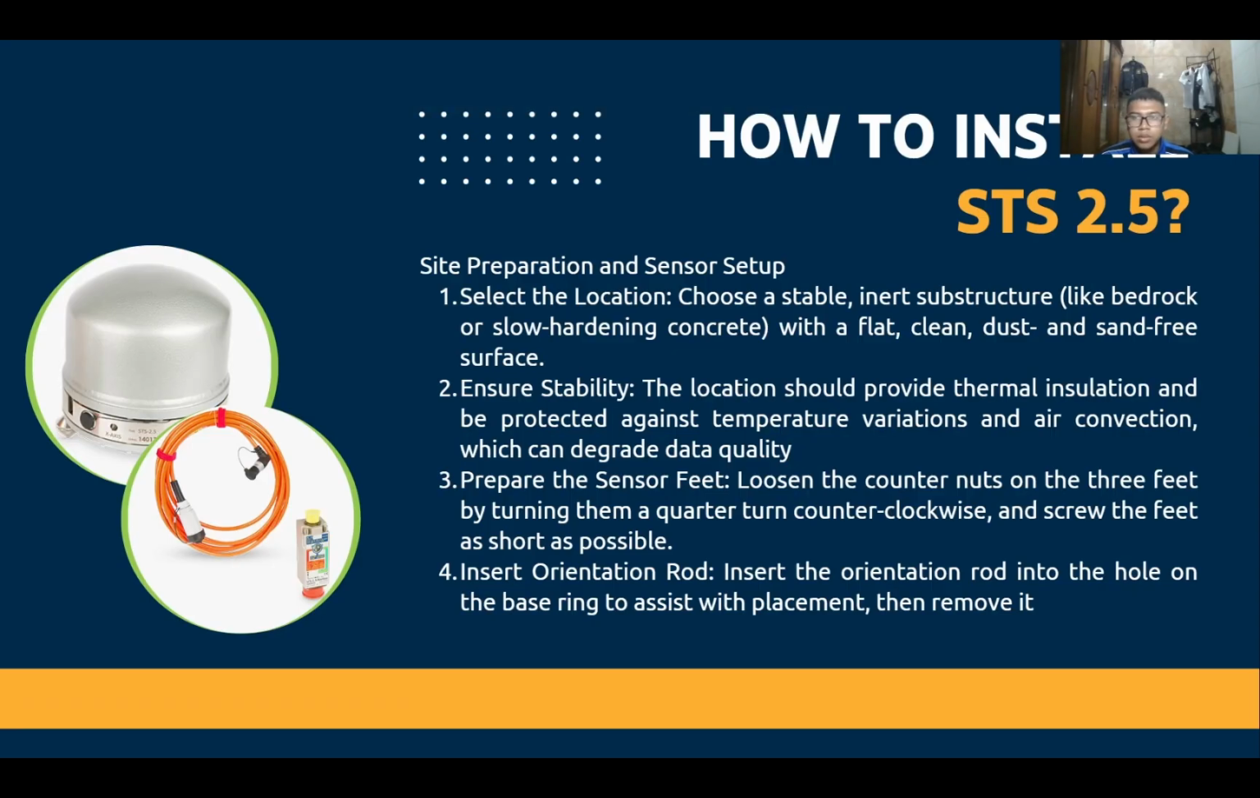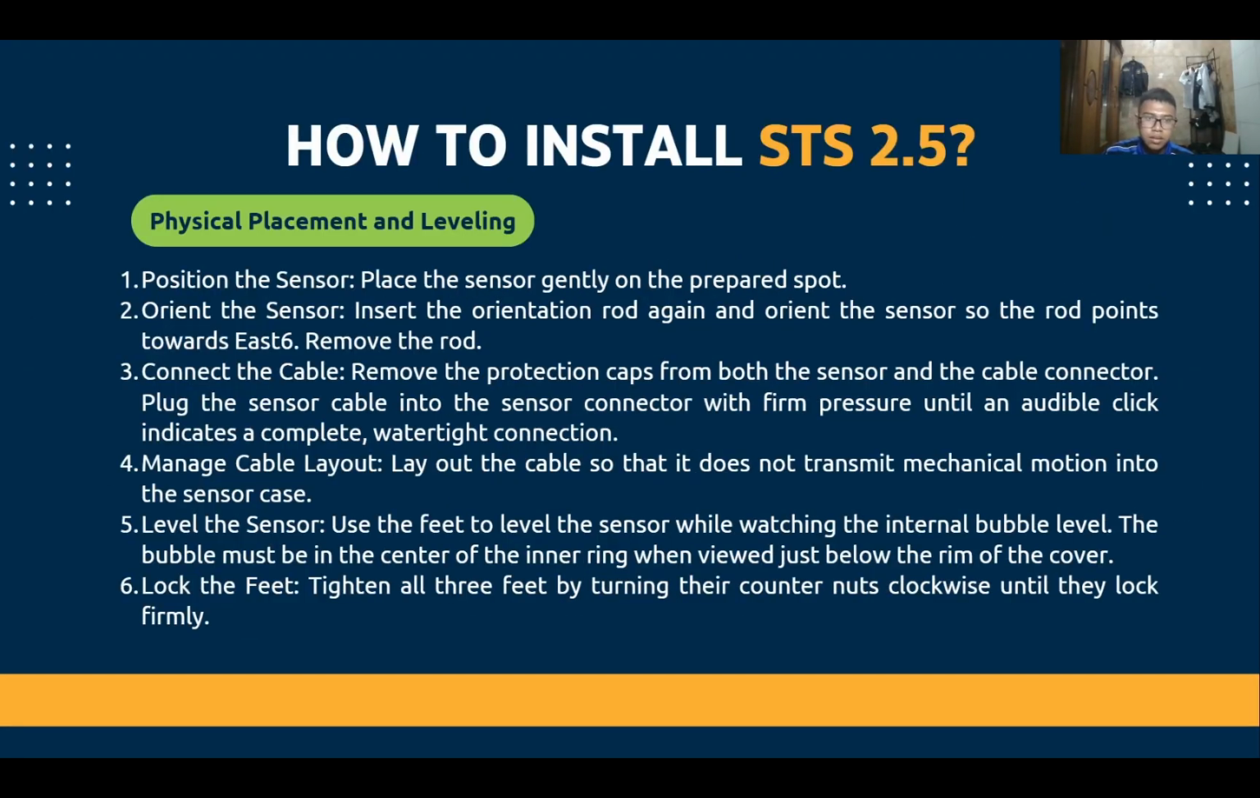The next topic is how to install the STS 2.5. The first step is site preparation and sensor setup. First, choose a stable substructure like bedrock or slow-hardening concrete with a flat, clean, dust and sand-free surface. Second, ensure stability by providing thermal insulation and protecting against temperature variation and air convection, which can degrade data quality. Third, loosen the counter nuts on the 3 feet by turning them a quarter turn counterclockwise and screw the feet in as short as possible. Fourth, insert the orientation rod into the hole on the base ring to assist with placement, then remove it.